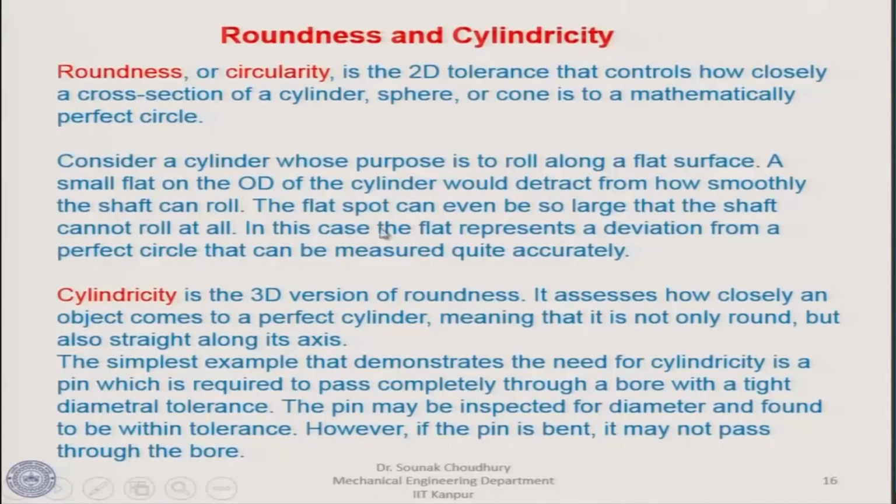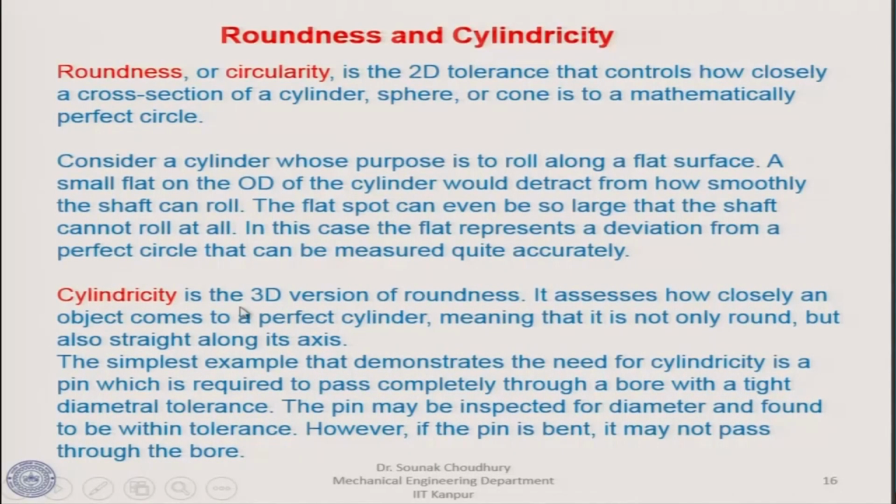So, what we mean to say is that it is the cylinder whose purpose, when it is rolling along a flat surface, and if there is a flat on the cylinder it cannot roll. Okay. So, by saying that there is a flat on a shaft, it means it is out of cylindricity. Okay. Now, cylindricity is the out of roundness.